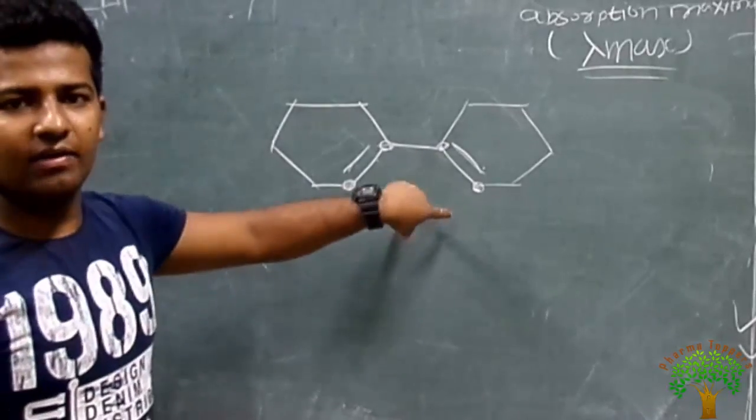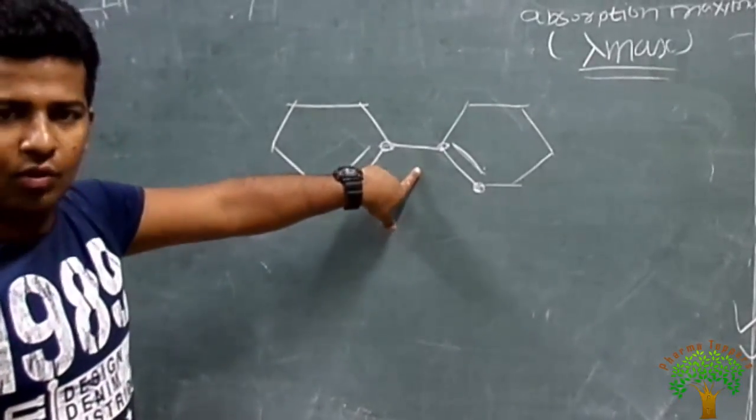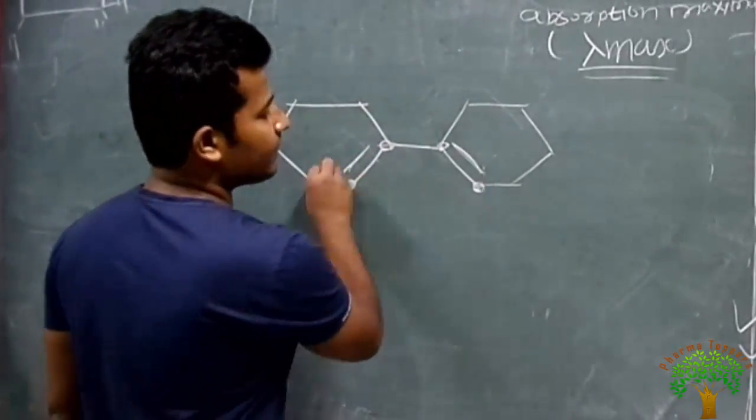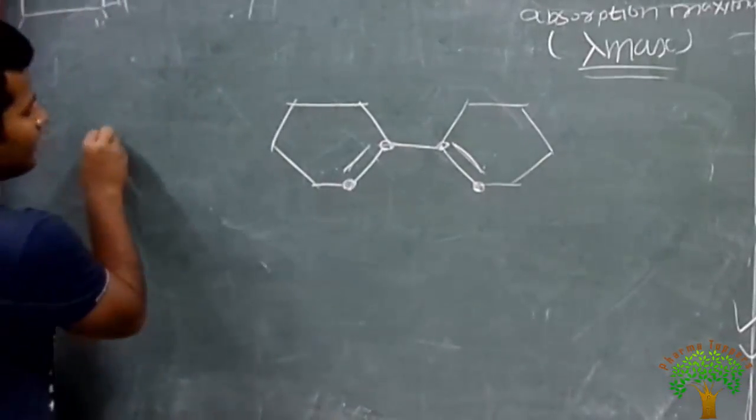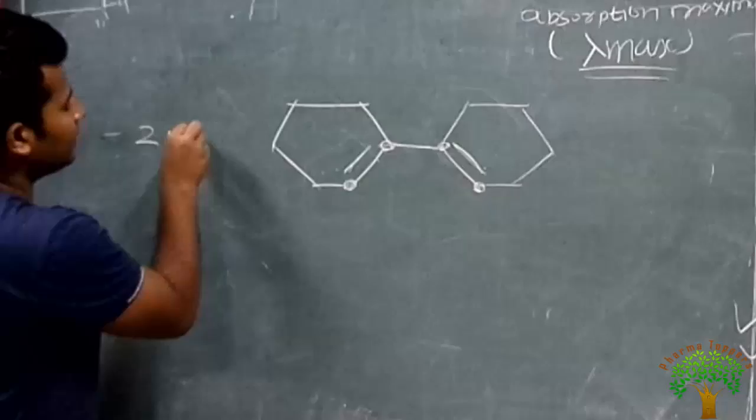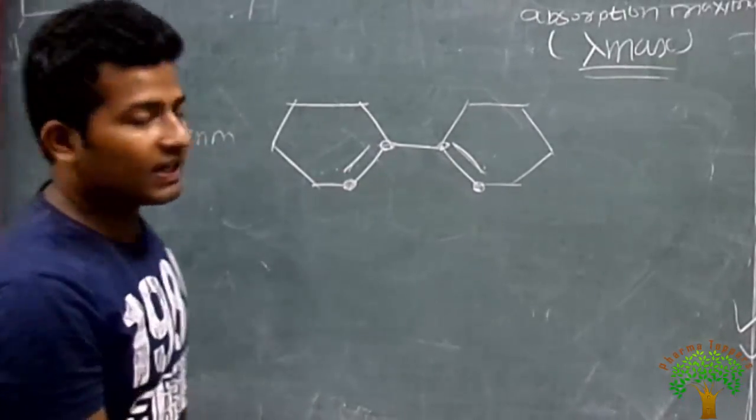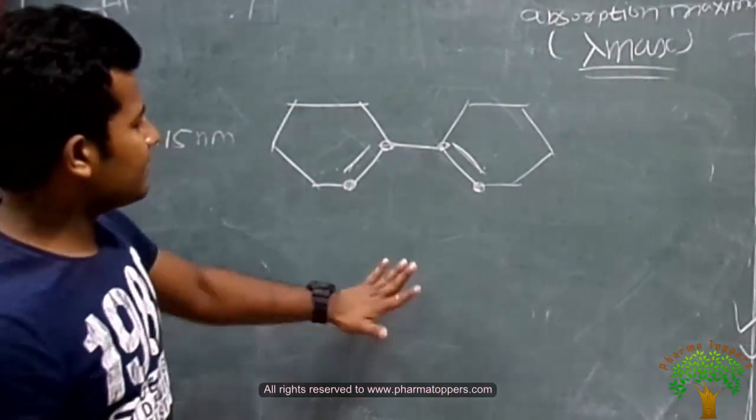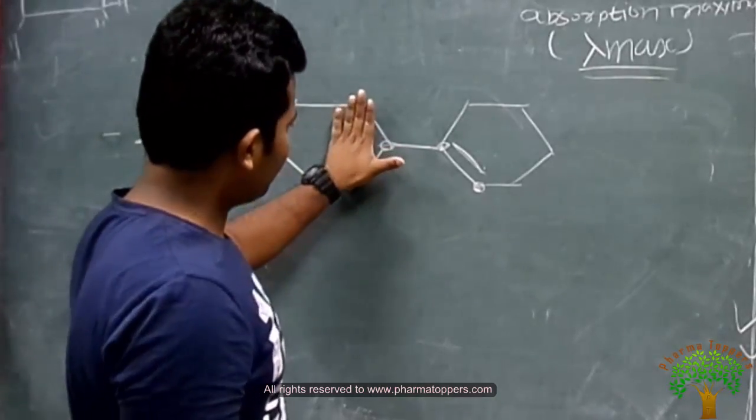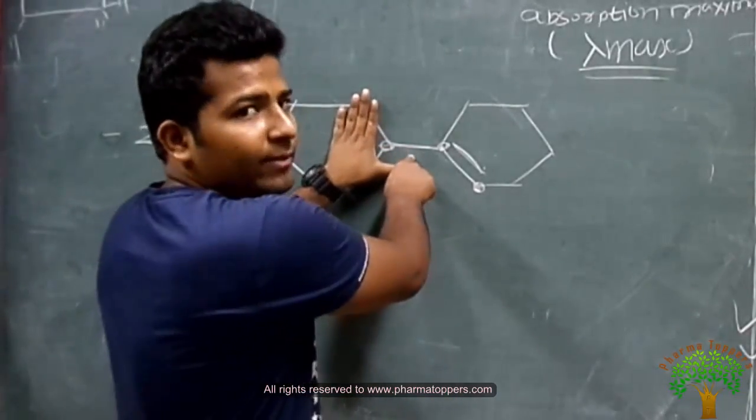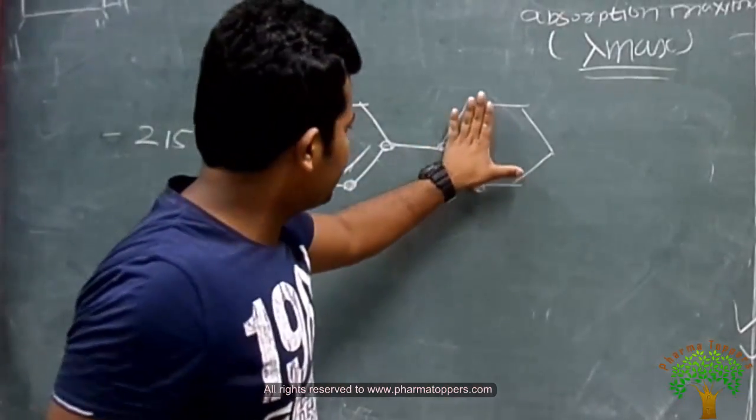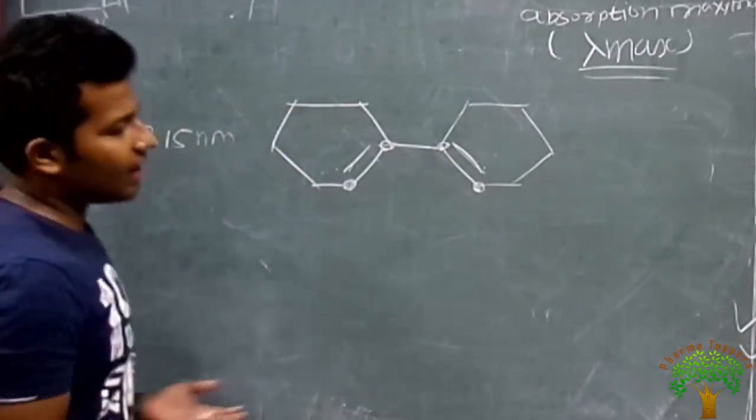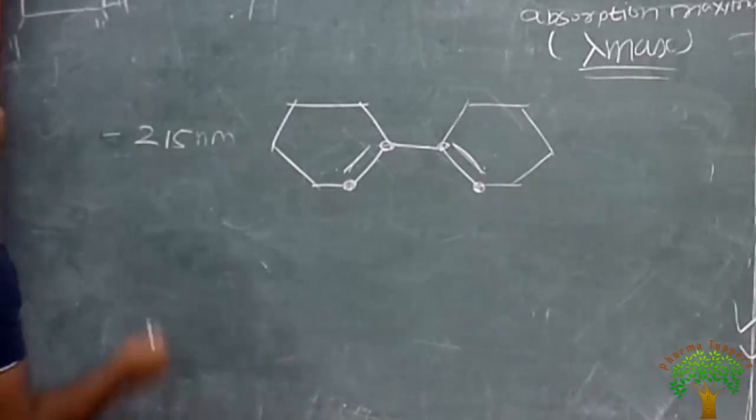Second rule, identify homoannular or heteroannular. Is it homo or hetero? Obviously it is a heteroannular diene, because the conjugation is present between 2 different rings. That's why the basic value for a heteroannular diene is 250 nanometer. The third is to identify the exocyclic double bond. See this ring, is there an exocyclic double bond present? No. See this ring, is there an exocyclic double bond present? No. So there is an absence of exocyclic double bonds in this structure.